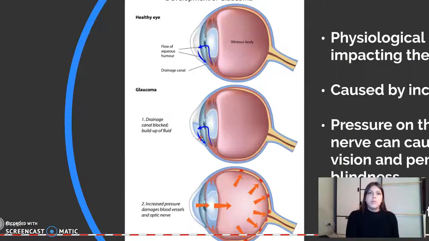Here you can see the normal flow of the aqueous humour, and in the affected eye you can see where a blockage can occur and how this causes the pressure buildup.